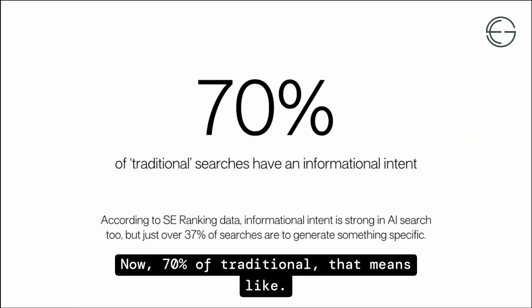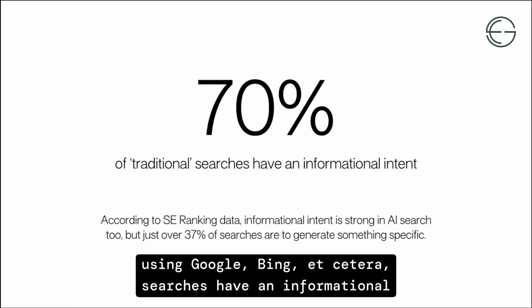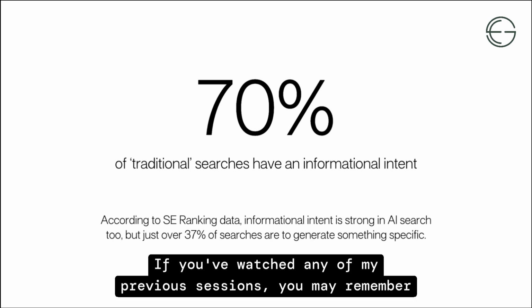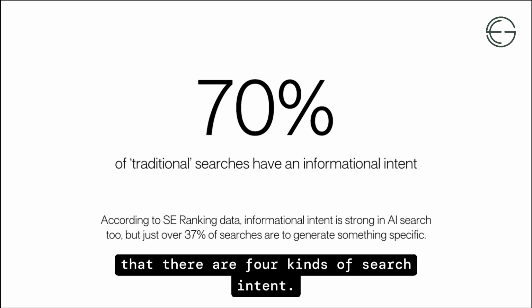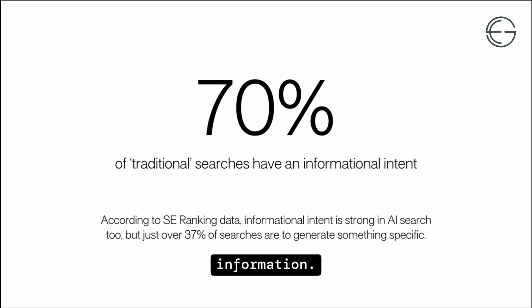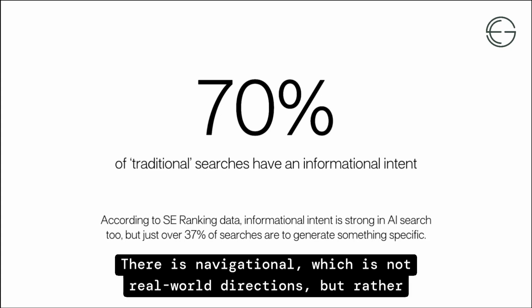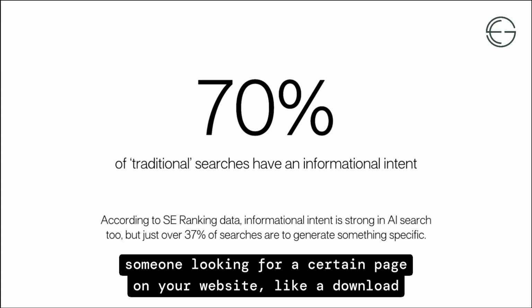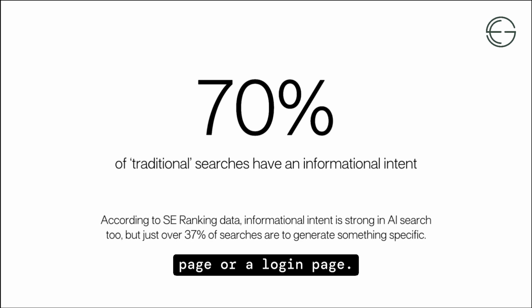Now, 70% of traditional searches, that means using Google, Bing, etc., have an informational intent. If you've watched any of my previous sessions, you may remember that there are four kinds of search intent. There is informational, which is just as it sounds, someone seeking information. There is navigational, which is not real world directions, but rather someone looking for a certain page on your website, like a download page or a login page.